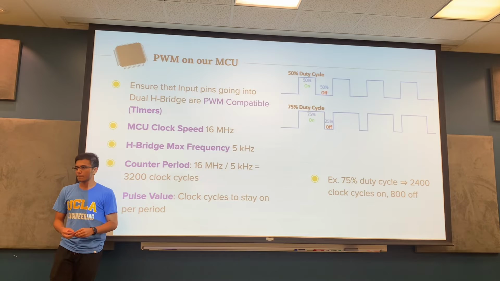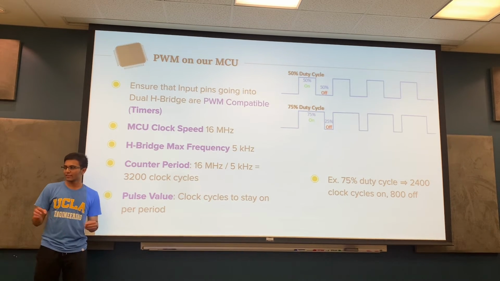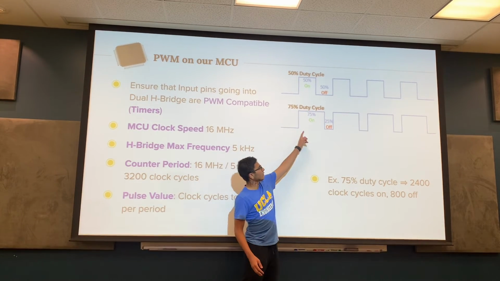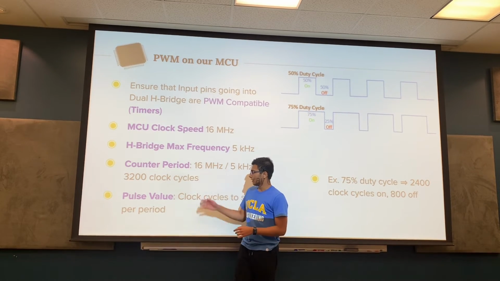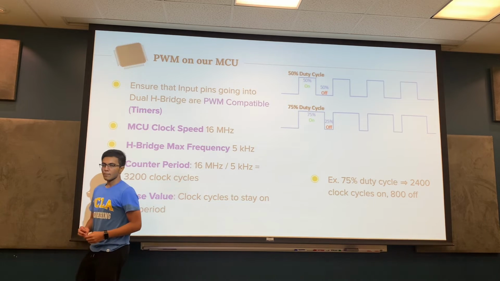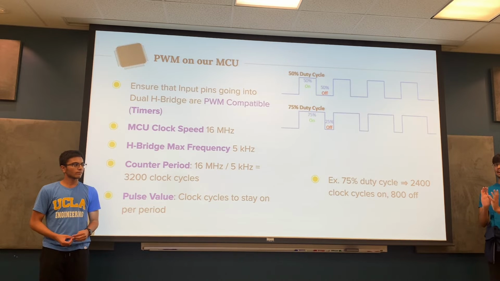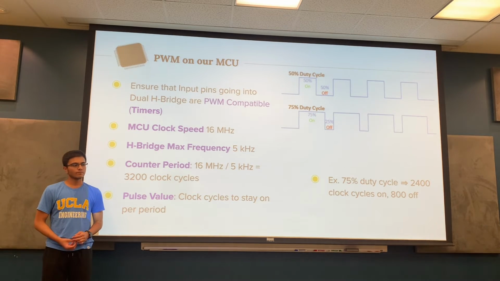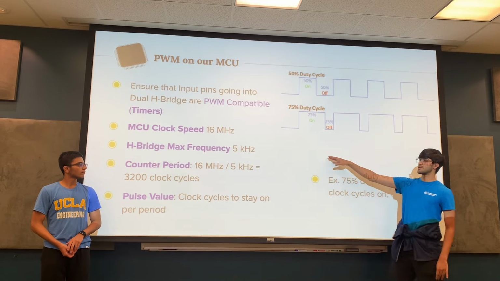Okay, so you're just telling the microcontroller how long to wait before sending out the pulse? Kind of. You're telling the microcontroller the length from an on to an off. It can be different amounts of time on and different amounts of time off, but in total it has to be 3,200 clock cycles. So it's not waiting; it's just dividing it. Okay, thanks.